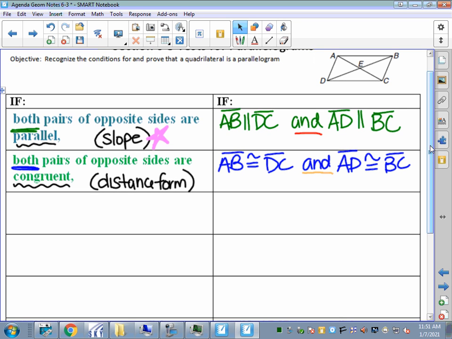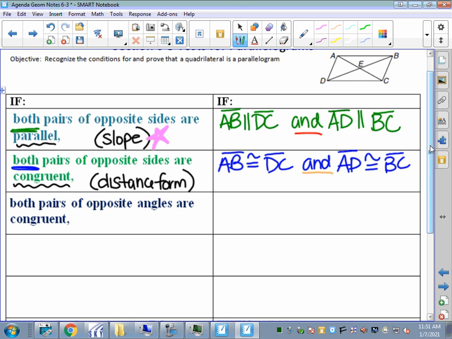We'd have to throw back a little bit, like to chapter 1 perhaps. And we've done it since. Here's another reason that you could say that a quadrilateral is a parallelogram. Both pairs of opposite angles are congruent. Again, there's a both there for a reason. So we would have to say something like angle A is congruent to angle C, and angle D is congruent to angle B. It must be both pairs.